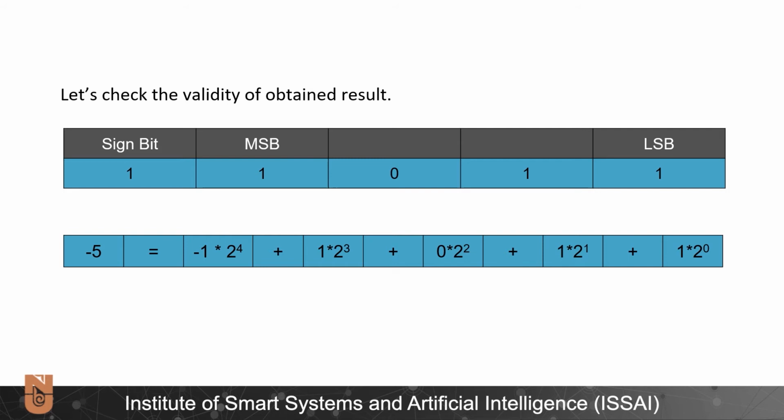We got 1, 1, 0, 1, 1 as a negative 5 represented using 2's complement. And to convert it to decimal, we multiply each digit of binary by corresponding powers of 2. In this case, we have minus 1 multiplied by 2 to the power of 4, plus 1 multiplied by 2 to the power of 3, plus 0 multiplied by 2 to the power of 2, plus 1 multiplied by 2 to the power of 1, plus 1 multiplied by 2 to the power of 0, which is negative 5.